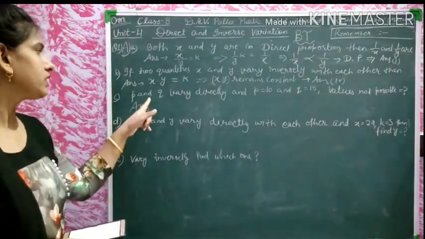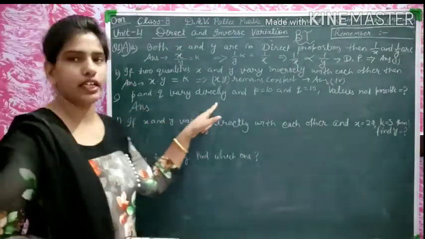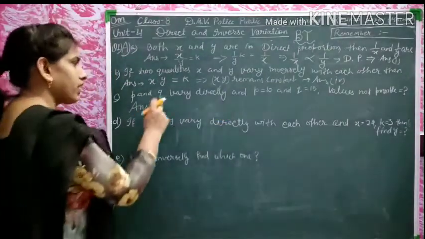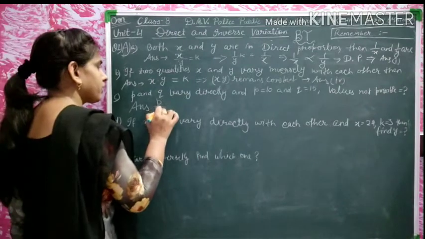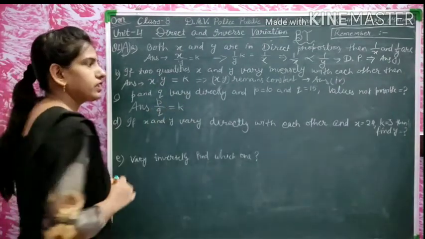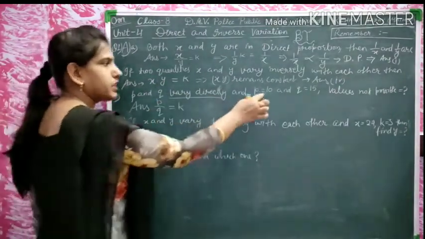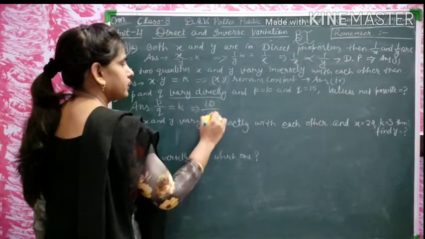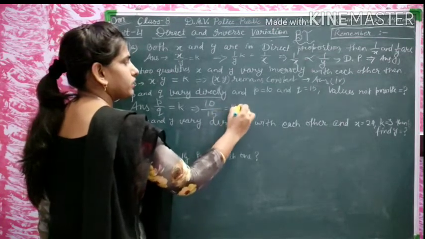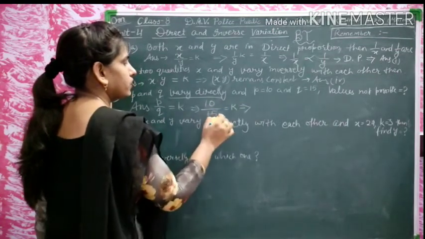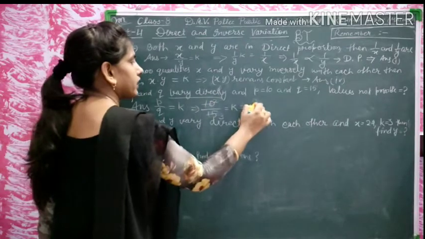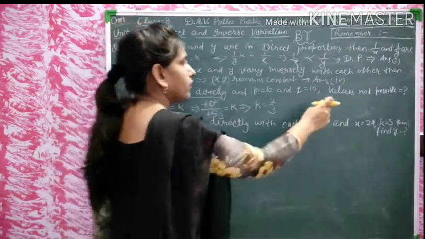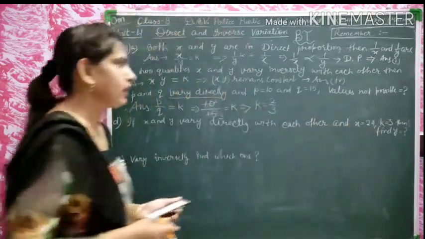In the next question, it says that P and Q vary directly. It means the ratio of P and Q is equal to a constant if they vary directly. P is given as 10 and Q is 15, and that equals the constant value. It implies 5 times 3 is 15, 5 times 2 is 10. K is equal to 2 by 3. Now which value is not possible?